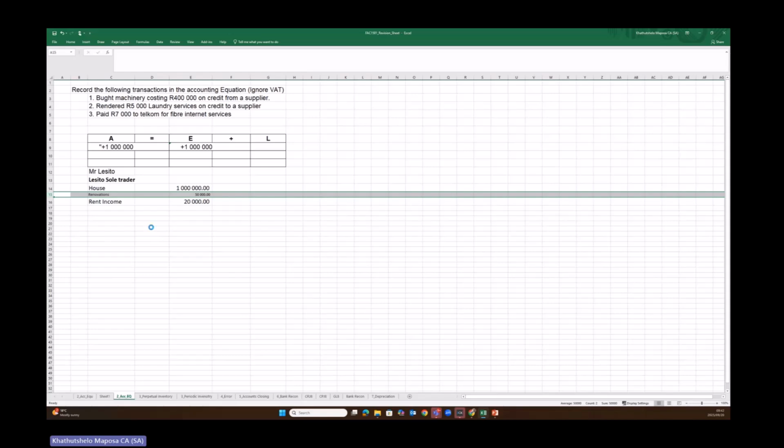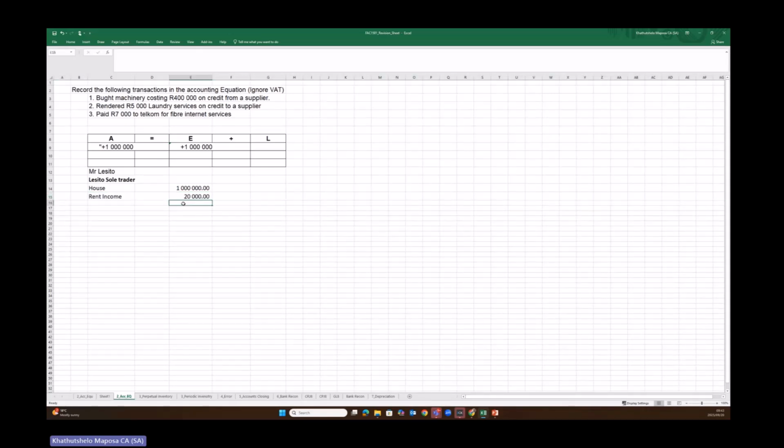So let's move to our rental income. People came in and rented your house for 20,000. When they are renting this house, remember they are renting from who? Lesotho Sole Traders. Then 20,000. Let's assume they've paid cash, even though there are complications here.